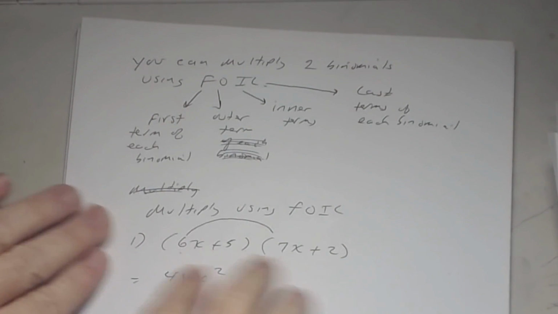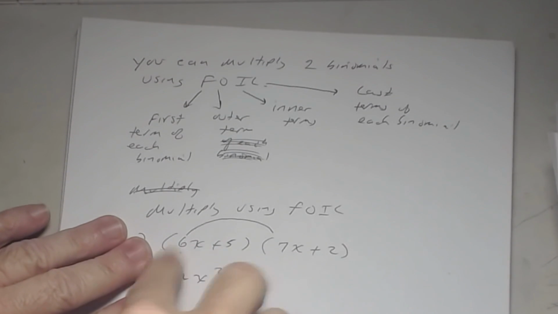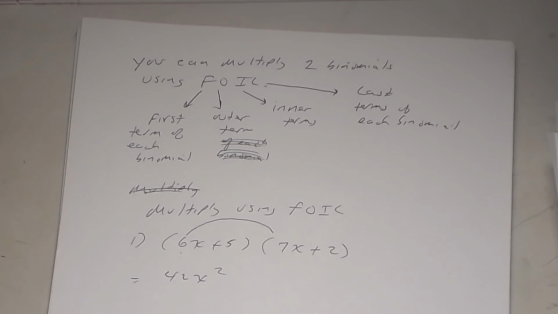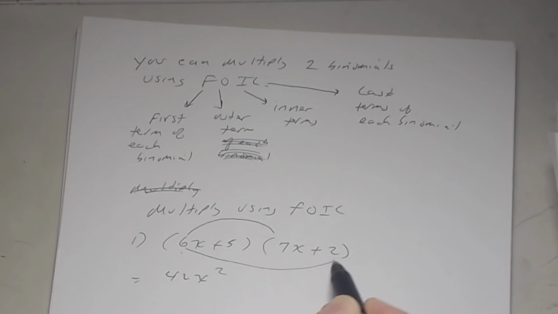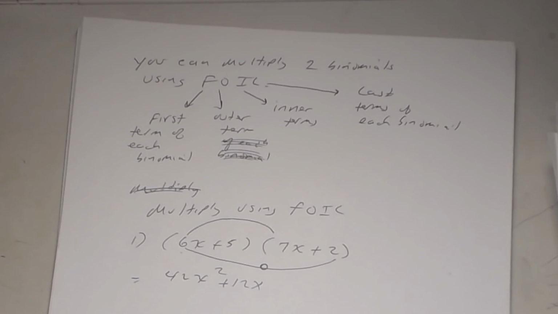So it's kind of like, let's say these are 4 people in a row. Which people are on the outside of that row? The 6x and the 2. So you're going to say 6x times 2. That's your outer, that's the O. What's 6x times 2? 12x. All right, so just make sure you take out the words "of each binomial" because that's not what I meant.